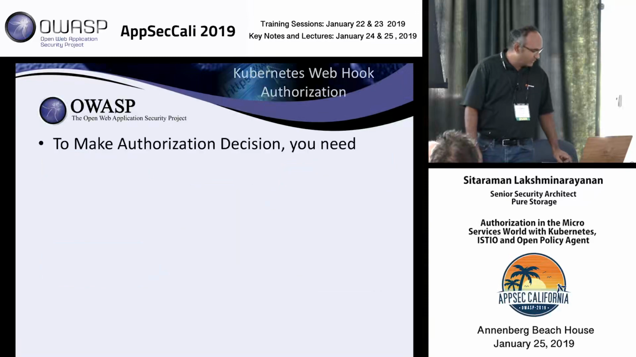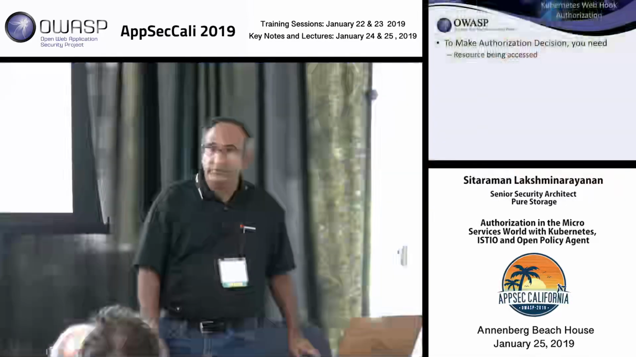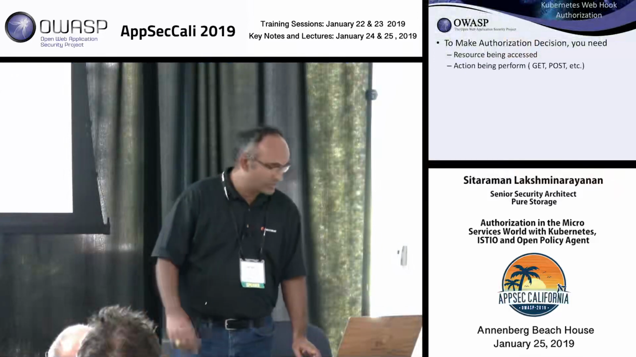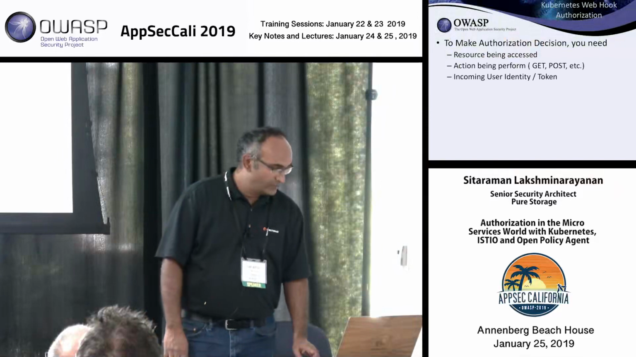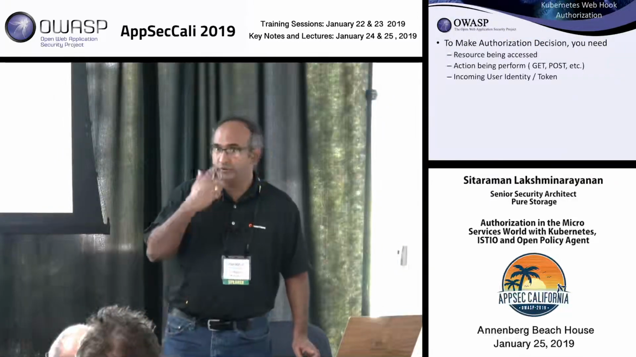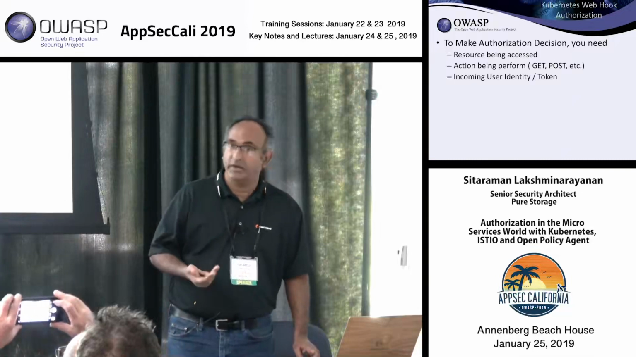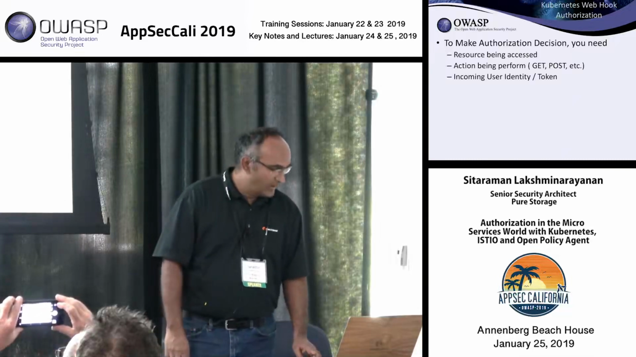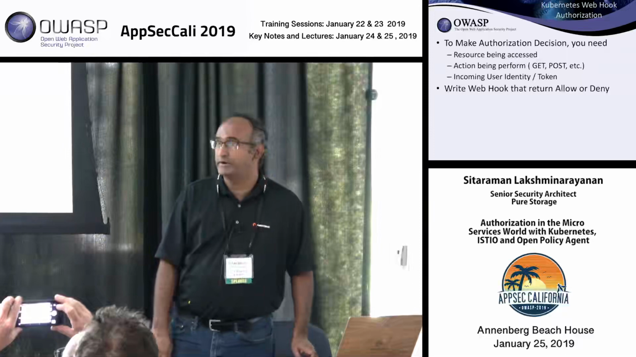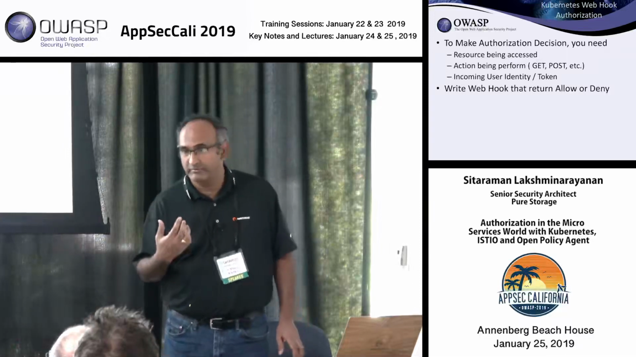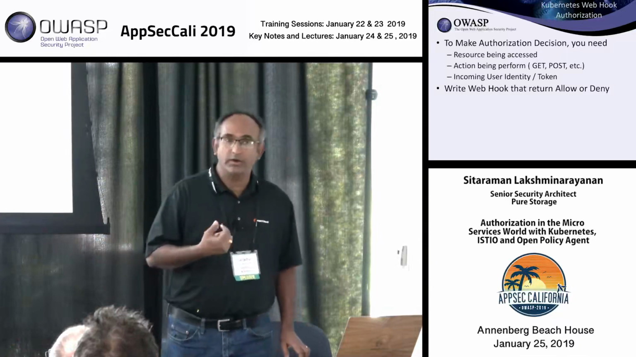But whenever you're invoking an authorization API, what it does is, what is the resource being invoked, right? Whether you're deploying something or accessing, what action, because in the Kubernetes world, everything is a resource, everything is an API endpoint, everything is tied to your HTTP verb, and you have the incoming user identity. So user identity can come from either username and password, that means the user ID will be there, or it can be a JSON web token.